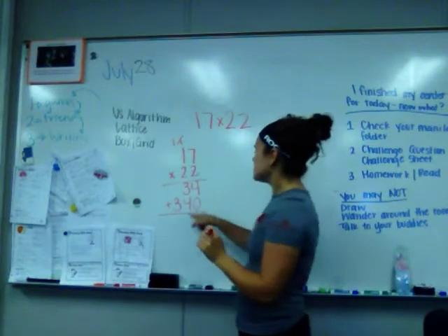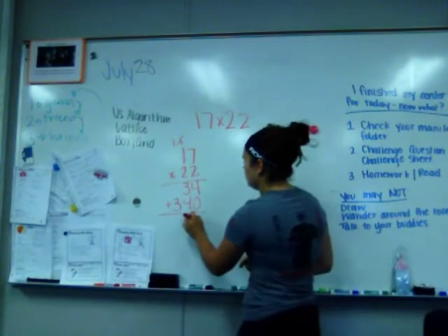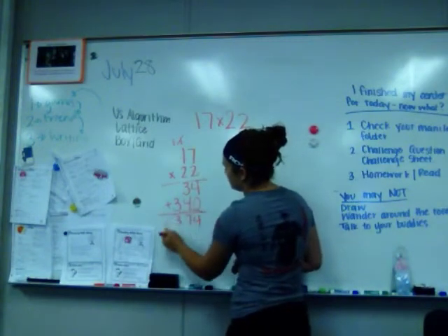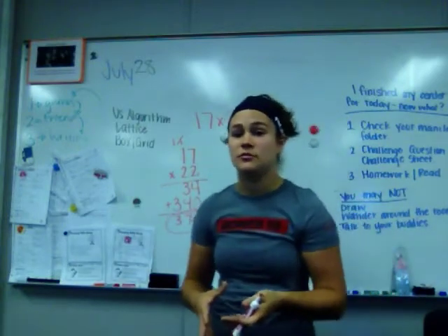Now, I'm going to add these 2 rows up. So, 4, 7, 3. 17 times 22 equals 374.